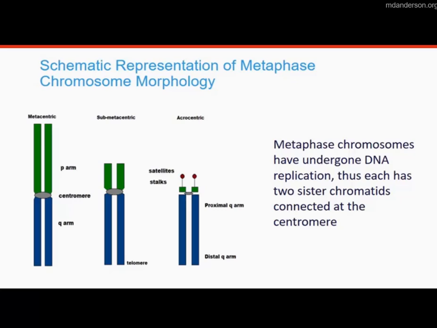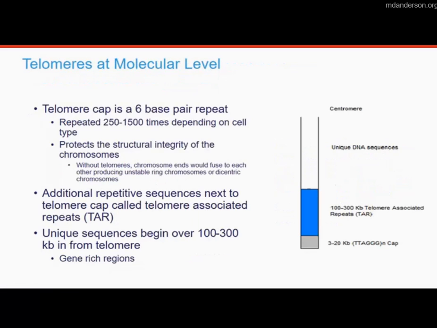And again, this is a schematic showing the metacentric, submetacentric, and acrocentric chromosomes. And usually when I draw diagrams, I use the chromosomes that have gone through DNA synthesis, so these are ready to divide. Okay, so like I said, I mentioned the telomeres.